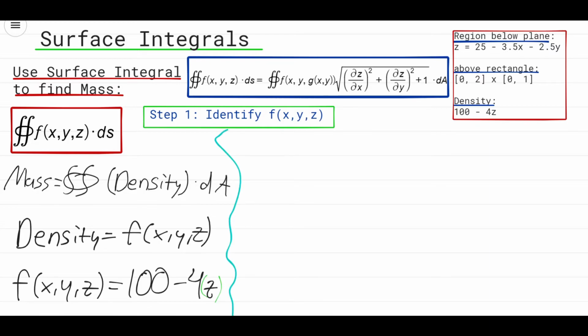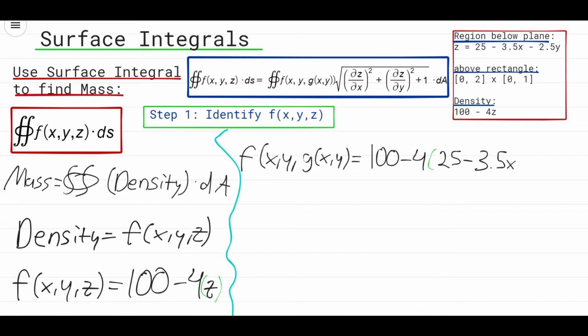So now, what we're going to do is, we want this in terms of the surface integral, so we want this in terms of f of x of g of x, y instead of the z. So how do we do that? Well, we have 100 minus 4, and then for z, we can just substitute the region below the plane. So z would be 25 minus 3.5x minus 2.5y.